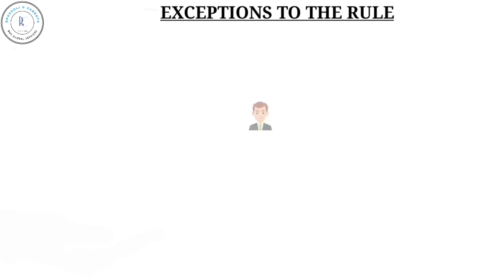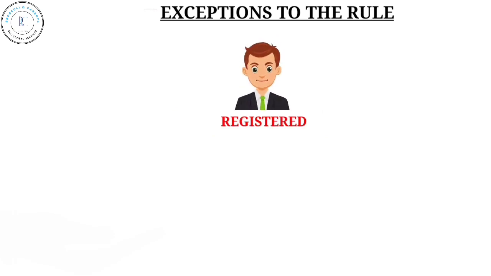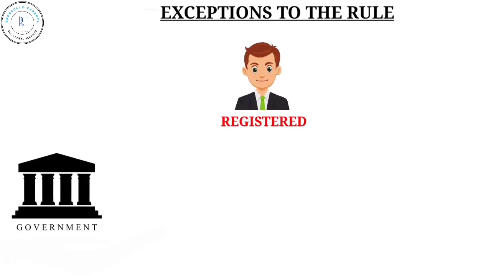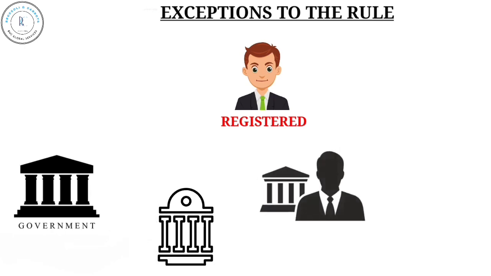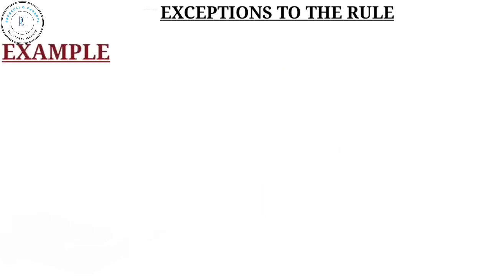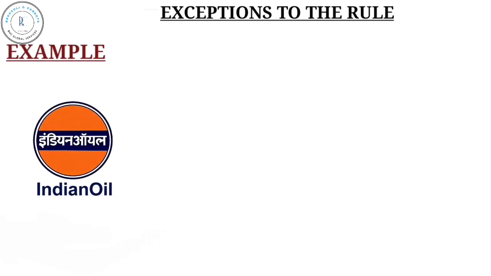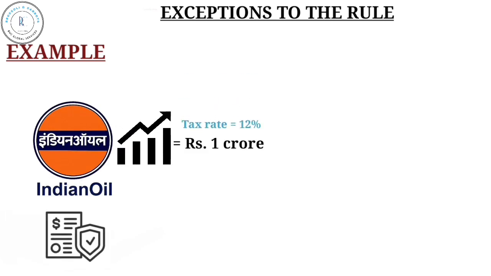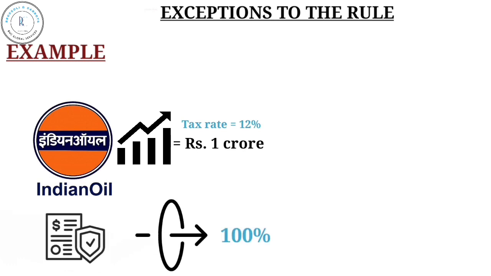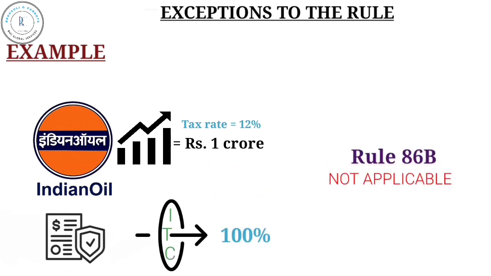If the registered person concerned is any of the following: Government Department, Public Sector Undertaking, Local Authority, Statutory Authority. Example. Indian Oil Corporation Limited has made a sale of 1 crore rupees of goods, on which the tax rate is 12%. In this case, it can discharge its liability up to 100% through ITC, and Rule 86B is not applicable, because IOCL is a public undertaking.